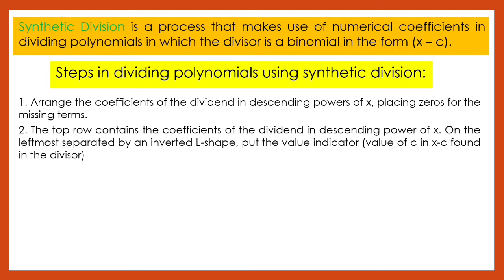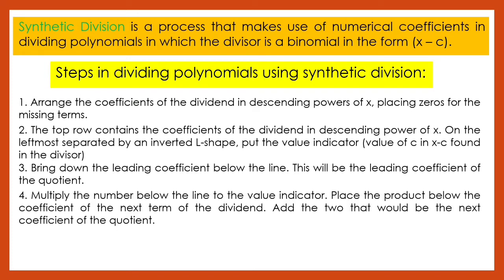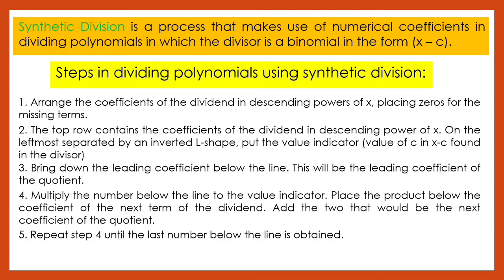found in the divisor. Step 3. Bring down the leading coefficient below the line. This will be the leading coefficient of the quotient. Step 4. Multiply the number below the line to the value indicator. Place the product below the coefficient of the next term of the dividend. Add the 2, that would be the next coefficient of the quotient. Step 5. Repeat step 4 until the last number below the line is obtained.